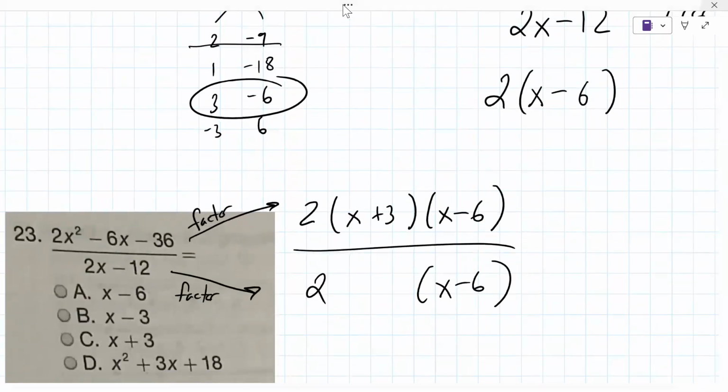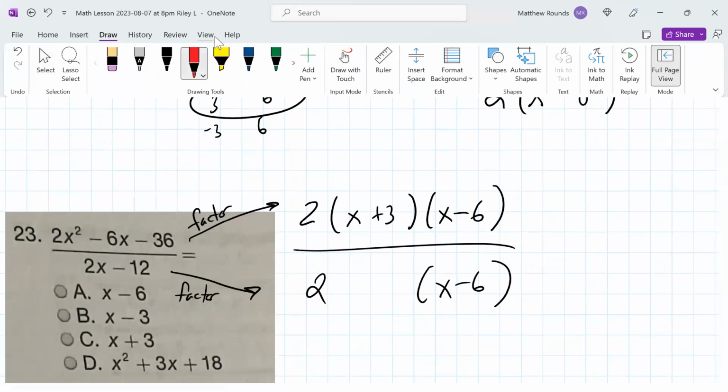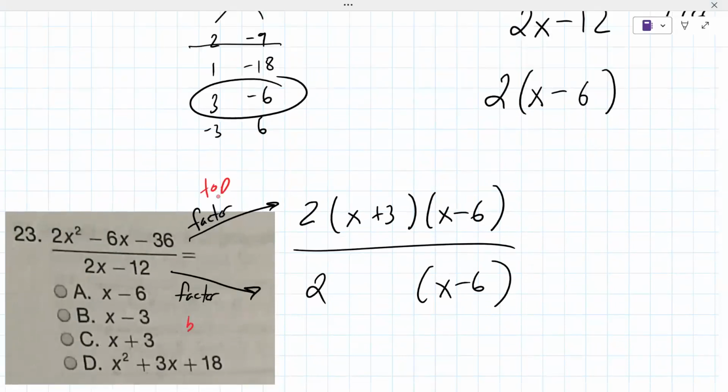All right. So we got to do the bottom. So we did the top, we did the bottom. Does anything cancel? The x minus 6 and the 2's. Okay, what is left over? X plus 3. Yep.